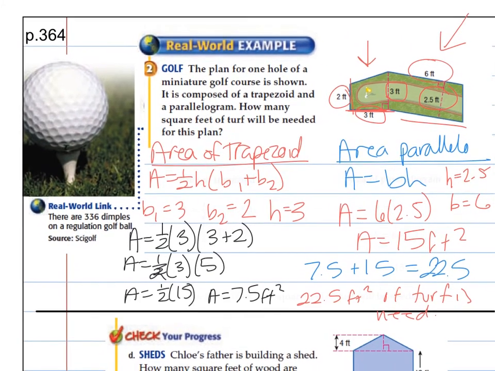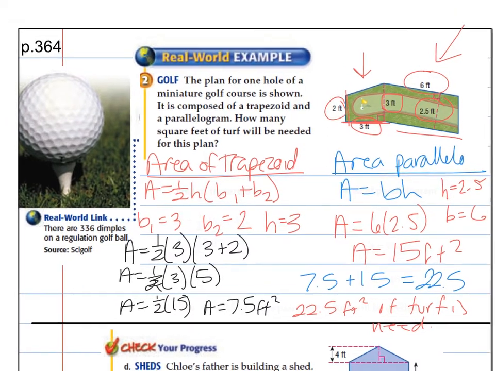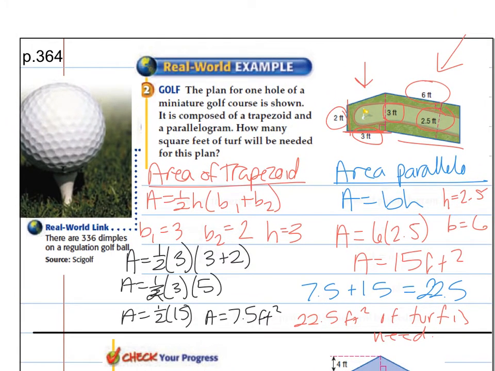Okay, so apparently this deleted all of my recording, so I'm going to walk through it because I can't erase it. So make sure you're not just chasing to copy down, but you're listening through the process. Otherwise, it's confusing. So here, we're talking about the plan of a mini golf course, and it's made up of a trapezoid and a parallelogram. Trapezoid being here, parallelogram being here.